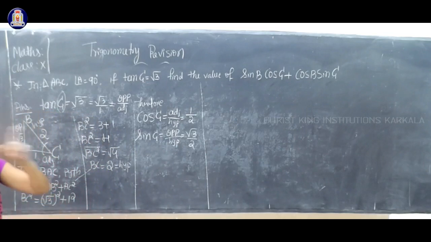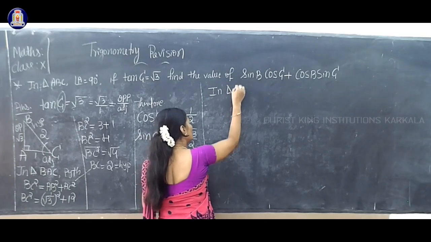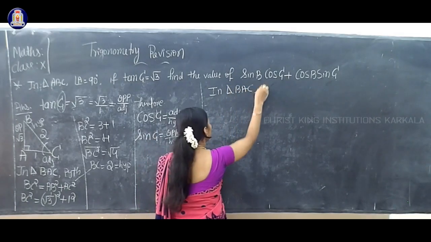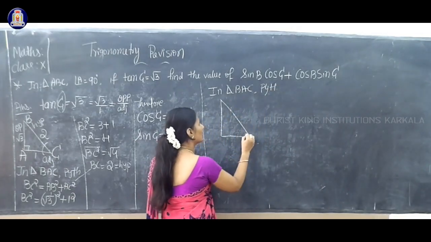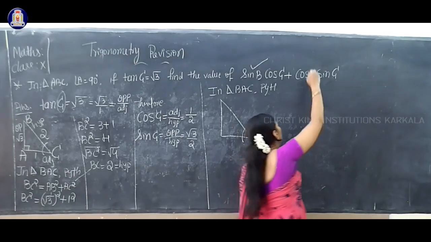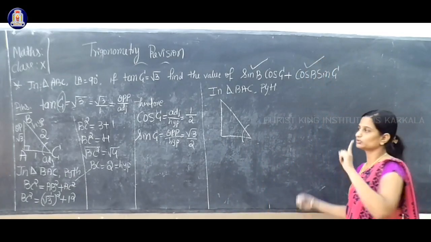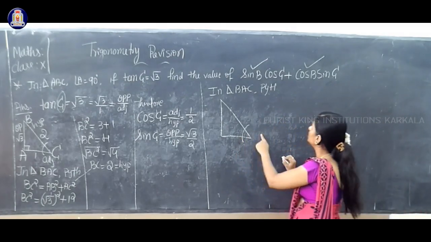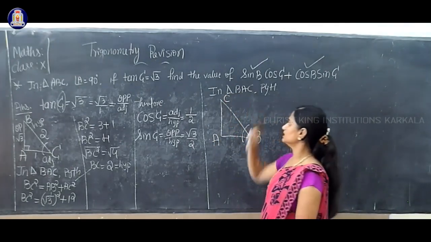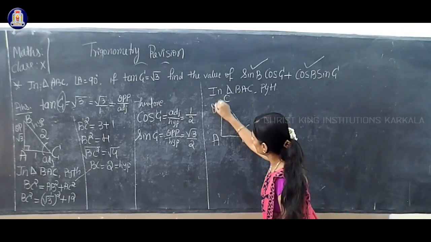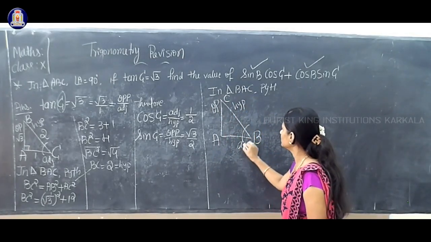You have to draw a separate triangle for B. So now in the right angle triangle BAC, I need sin B and cos B. So this is your B, A is 90 degrees, and C is this one. Now the opposite side is this one, the hypotenuse side is this one, and this is your adjacent side.